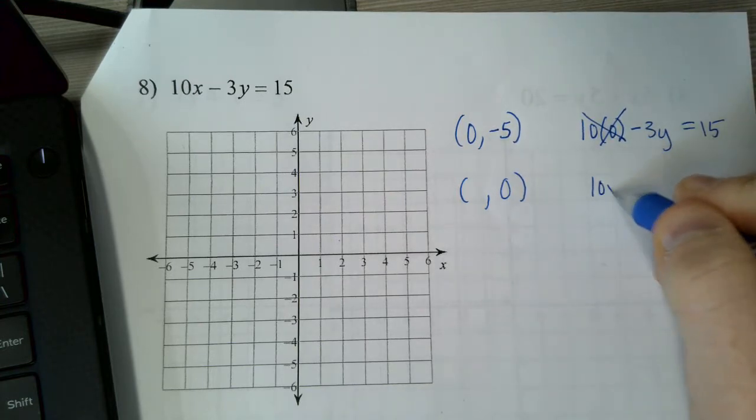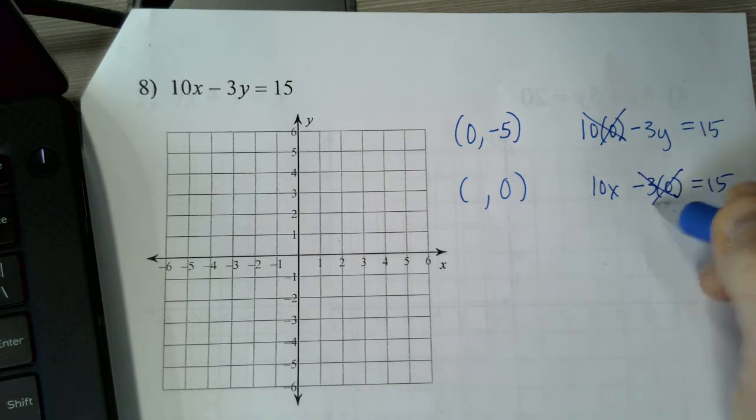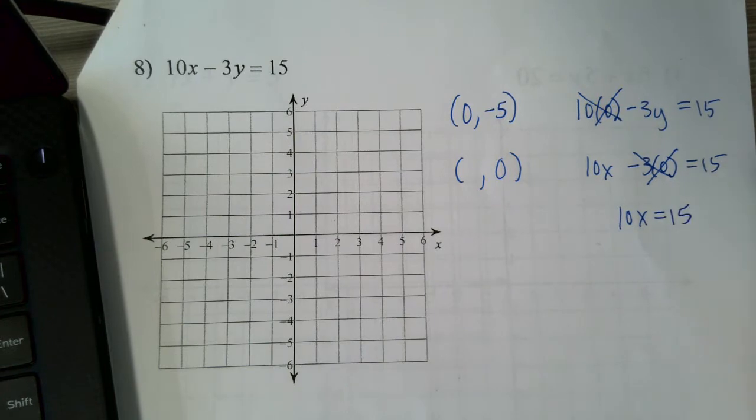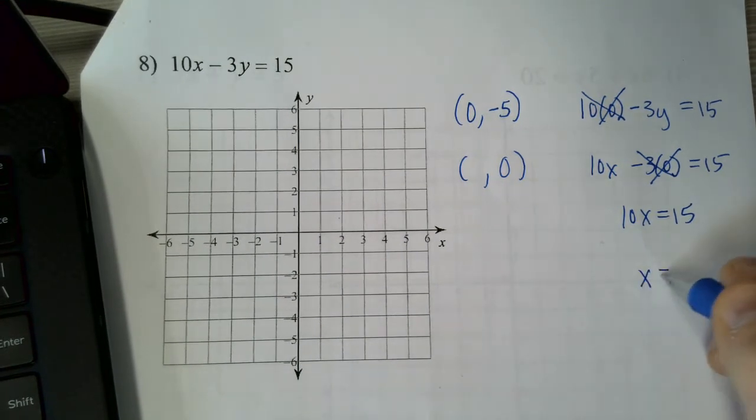Okay, now we're going to do the same thing. And we're going to put a 0 in for y, which makes that whole term gone. So 10x equals 15. Is that an easy number? No, but can we do it? Absolutely. What is 15 over 10 reduced?